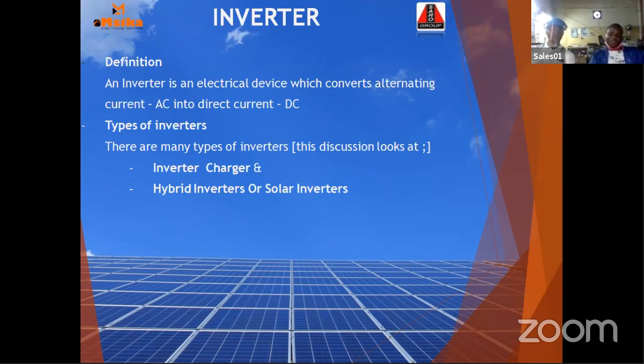And there are types of inverters on the market. For the purpose of our discussion, we are going to look at an inverter charger and the hybrid inverter. We're going to explain what an inverter charger is, and what a hybrid inverter is, or what others would call a solar inverter.